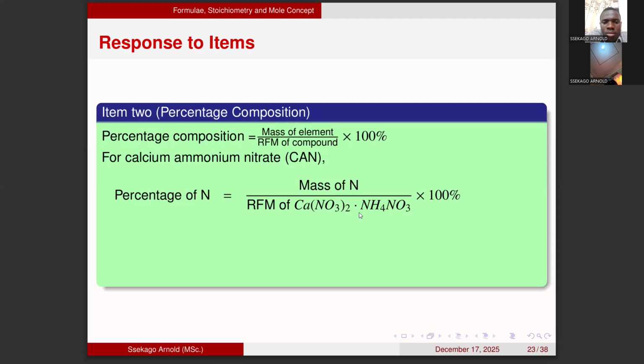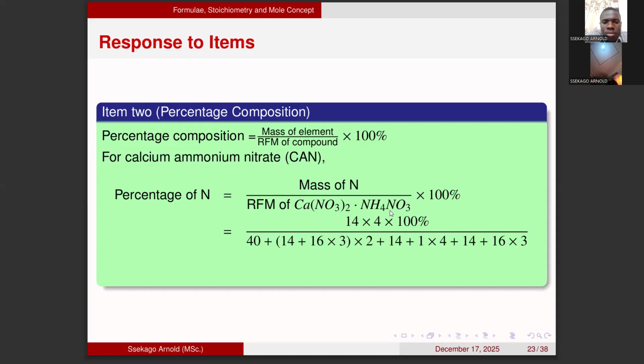Then there is this one here. Now, those are 3. There's also another one here. Those are 4. There are 4 atoms of nitrogen. Therefore, since there are 4 atoms of nitrogen and each capital N is 14, for the numerator we shall have 14 times 4, then times 100%. This 100%, which was here, it is there.